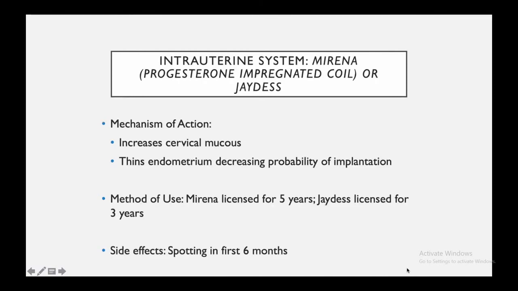The next method I want to explain is the IUS, which also is known as the Mirena, and they also have basically the Jaydess, which is more recent, I believe, lasting 5 to 10 years. Mechanism of action, it's a progesterone impregnated coil, and therefore increases the cervical mucus, thins the endometrium, decreases the probability of implantation. Your Mirena is licensed for 5 years, and your Jaydess is licensed for 3 years. And side effects associated with the IUS is spotting for the first 6 months.